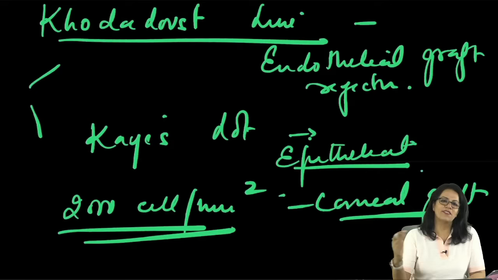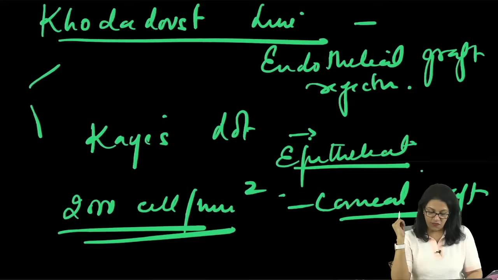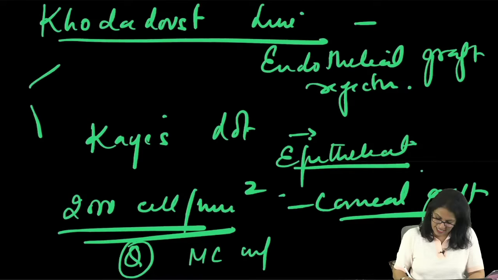And another question is, which is the most common infection after keratoplasty, if I'm talking about it? So the most common infection after keratoplasty, you will answer, is Staph epidermidis. We will answer Staph epidermidis.